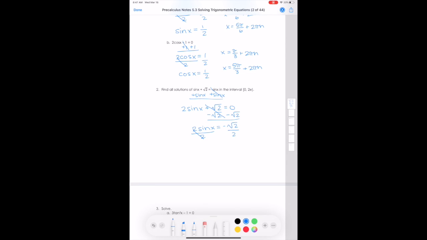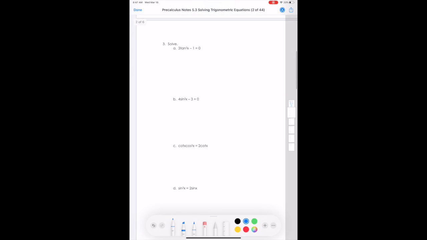All right, so now you're looking where does sine equal negative root 2 over 2. That is where x equals 5 pi over 4 and 7 pi over 4. All right, again, we didn't put the plus 2 pi in because it said just in the interval of 1 unit circle.